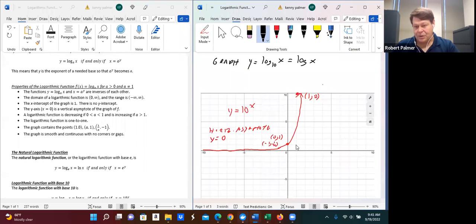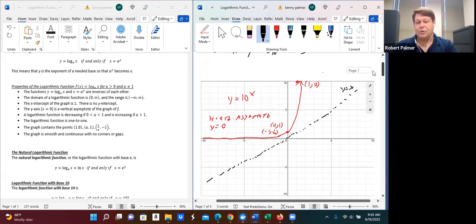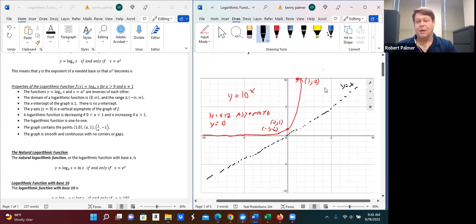Now, the idea of an inverse function is that the inverse is a reflection across the line y equals x. Let me make that a dotted line. I want to try to graph that well. The line I'm trying to graph right here is the line y equals x. For an inverse across this line, what you do is essentially flip it over this line.